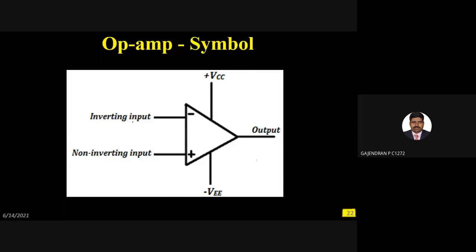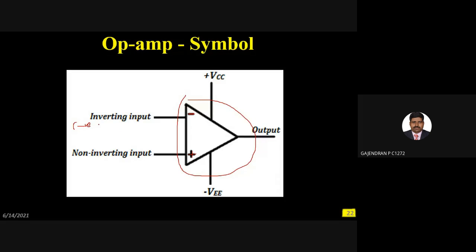Now, inverting input terminal. This is actually the body of your operational amplifier. There you can see here we have a minus, and here you can see a plus. That means the inverting input should be given to this minus, and the non-inverting input should be given to this positive. Due to this negative, we can have one more name for the inverting input, which is negative input, or you can call it the negative terminal.